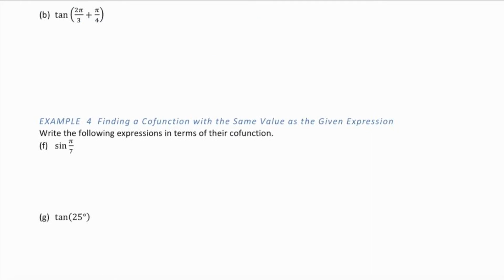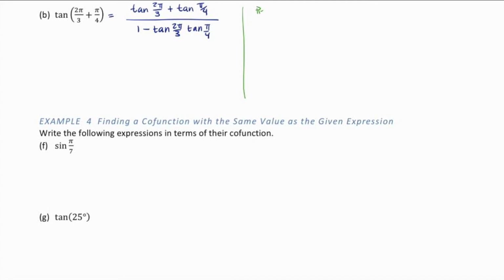Part B. Tangent of 2 pi over 3 plus pi over 4. Let's use the tangent sum and difference identities. More importantly, which one will we be using, the sum identity or the difference identity? Since we have a plus sign here, we know it's the sum identity. So this becomes tangent of 2 pi divided by 3 plus tangent of pi over 4 divided by 1 minus tangent of 2 pi over 3 tangent of pi over 4.